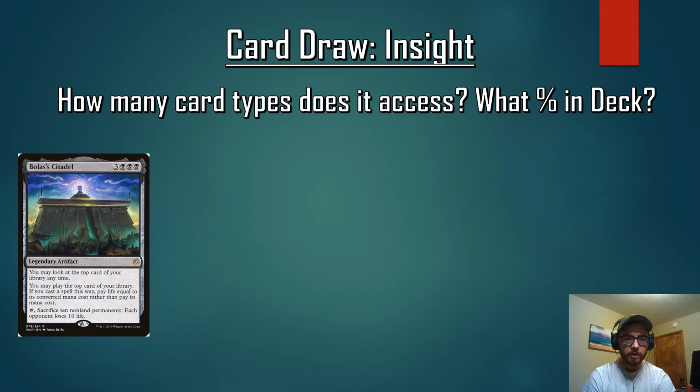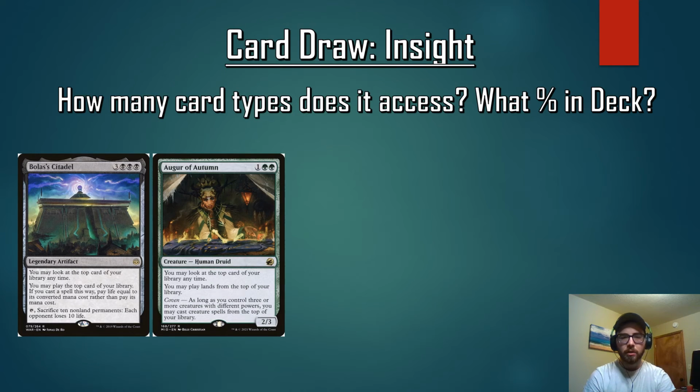So Bolas's Citadel, 3 and 3 black, legendary artifact. You may play the top card of your library, but if you play it, you pay life equal to its mana cost. So that in particular hits everything, right? The only thing that really stops you is if you've already made a land drop, you cannot play a second land, which is why Sensei's Divining Top is the combo piece with this. You put Sensei's Divining Top in the place of the land, and then you can just play Sensei's Divining Top again, continue endlessly.